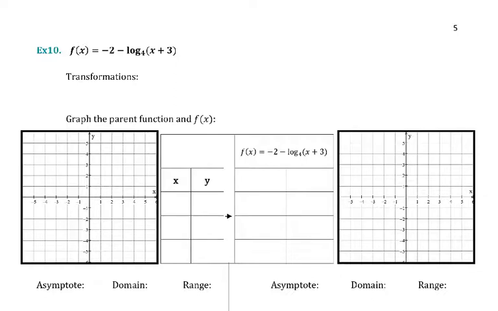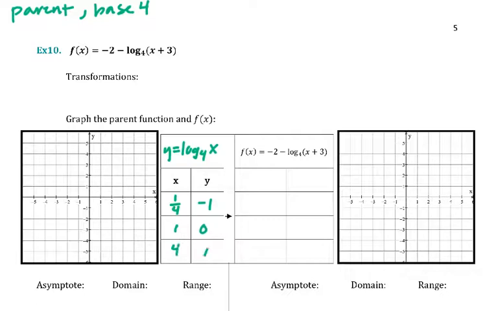All right, example 10, we're going to graph a logarithm. So again, we'll talk about our parent, and the parent here is base 4. So we have y equals log base 4 of x. And my parent ordered pairs would be 1/4, negative 1, 1, 0, and 4, 1.